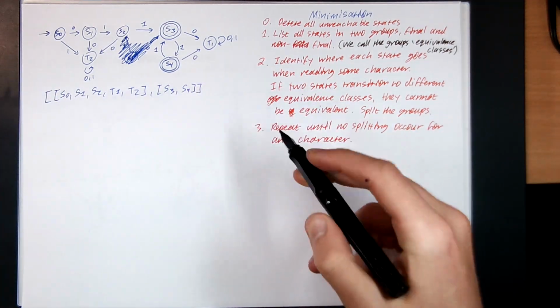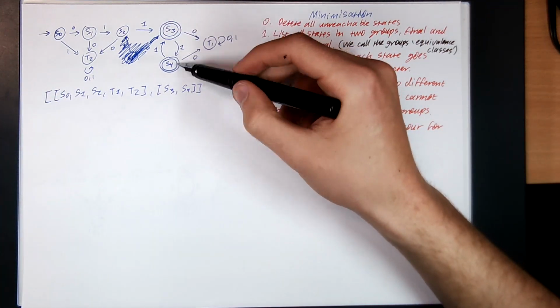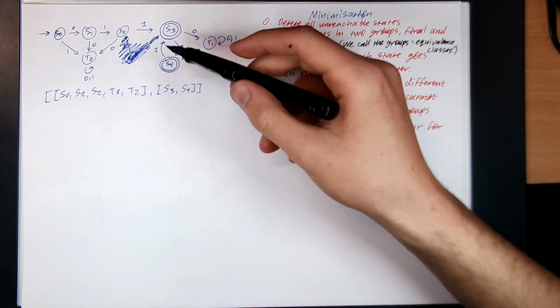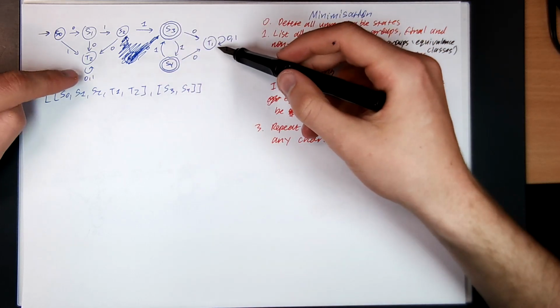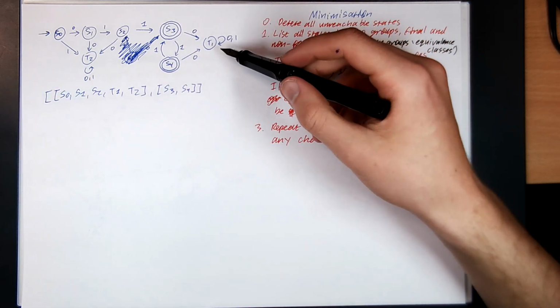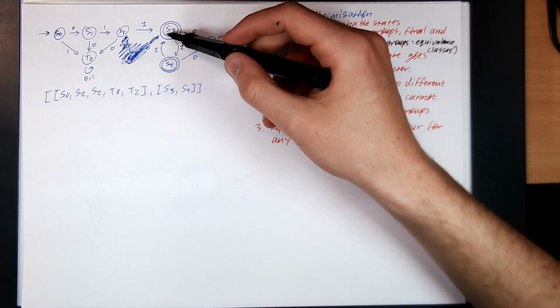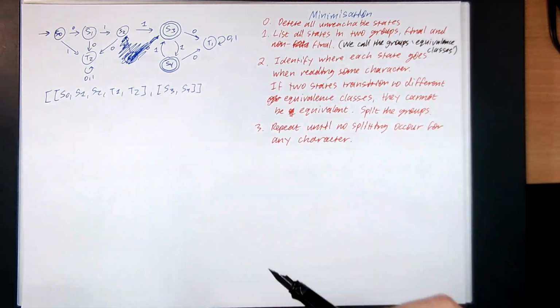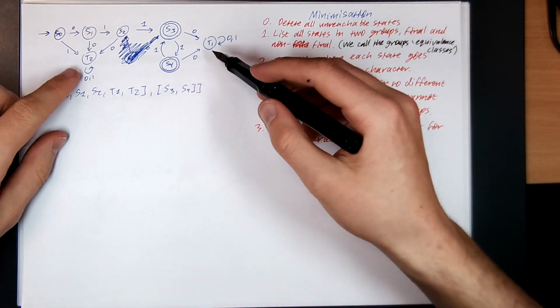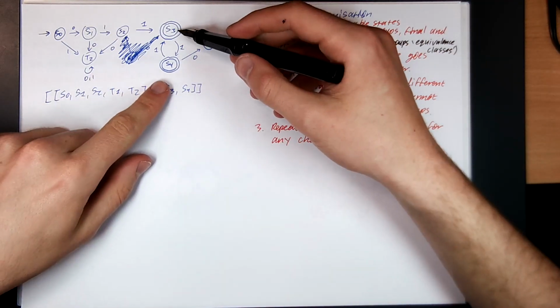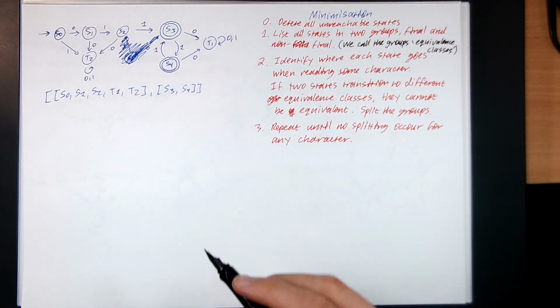Okay, intuitively we'd expect S3 and S4 to be equivalent because they're two final states really doing the same thing. And we expect T1 and T2 to be equivalent because you could sort of delete this T1 state and make zeros from S3 and S4 point to T2. They're both trap states, right? So we should expect that these two things are equivalent and these two things are equivalent. But let's see what the algorithm says.